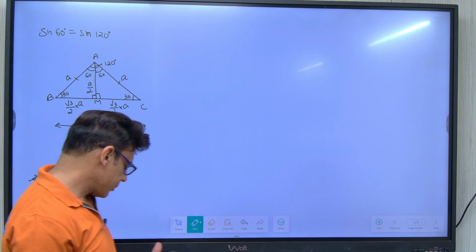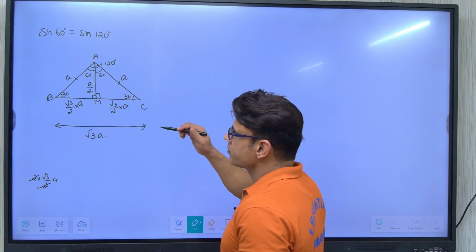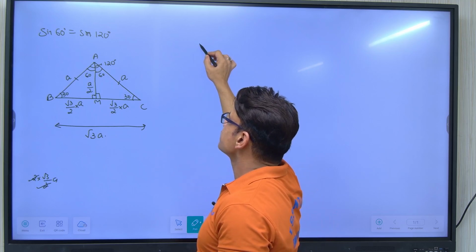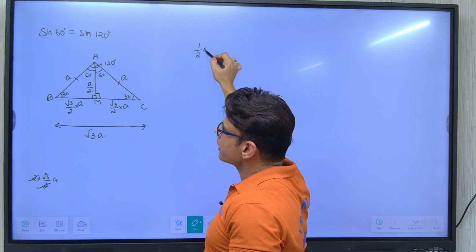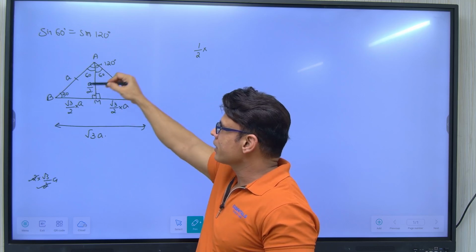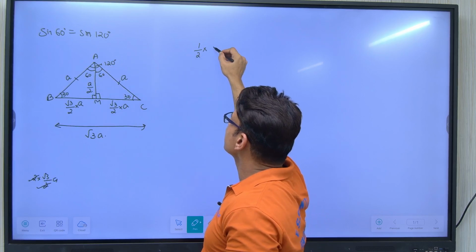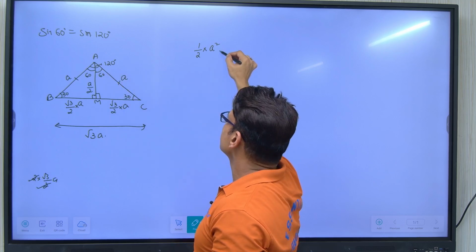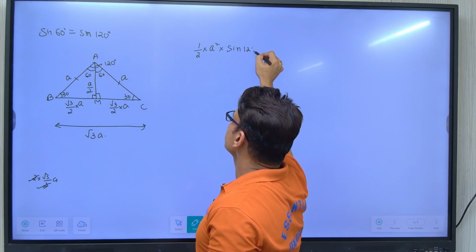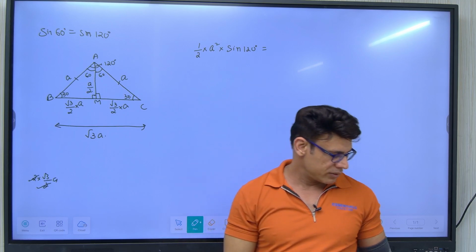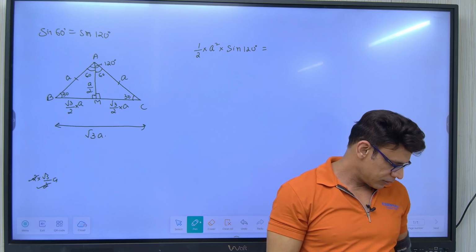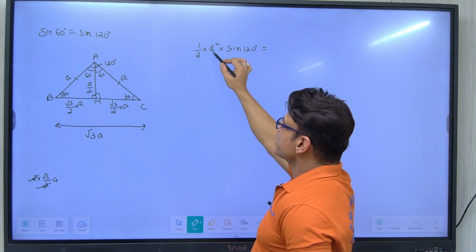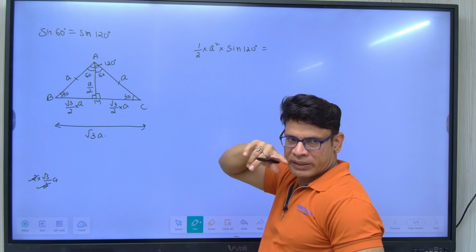What is the area of this triangle? Half into base into height. Half into AB sin theta, right? If I take this big triangle, this a square, half into adjacent side into sine 120 degree, or not? Yes. Understood. So now this is a square by 2 into sine 120 degree.